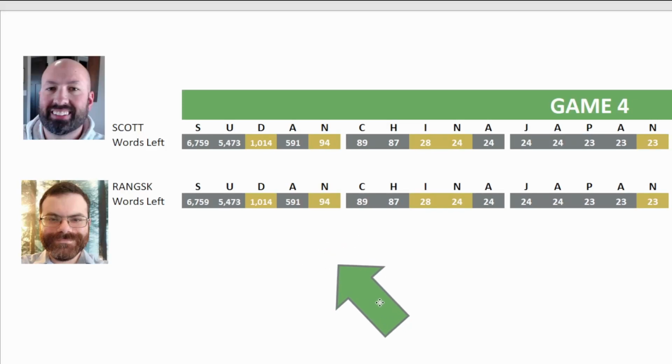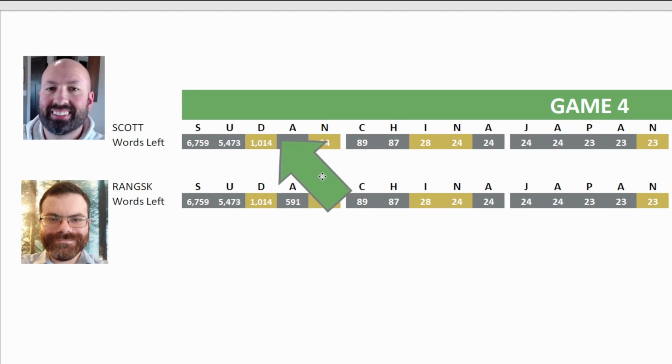Let's score game four of Scott and Rangs' challenge. All right, so today they both started with the same words: Sudan, China, and Japan. And as you can see, below each of those words, I have how many words are remaining after each guess. So for example, they typed S for the first letter. So after S, they only have 6,759 words remaining. So letter by letter, they are knocking down words, all right? So I hope that makes sense.